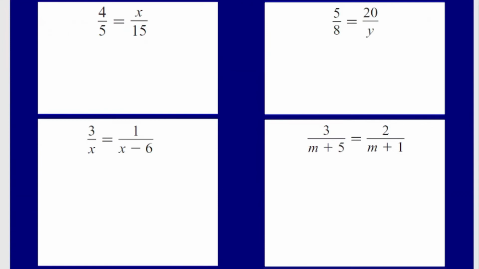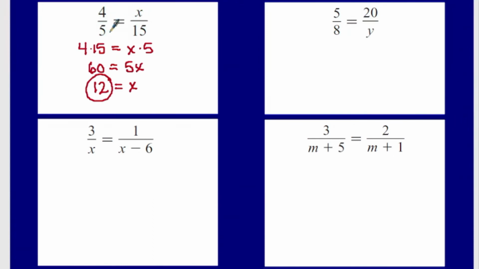I just wanted to practice a little bit more of that algebra with you. So cross multiplying, if I multiply both sides by 15 and I multiply both sides by 5, I'll get the 4 times the 15 and the x times the 5. Divide both sides by 5 and I get 12. Always a good idea to check that in the original equation.